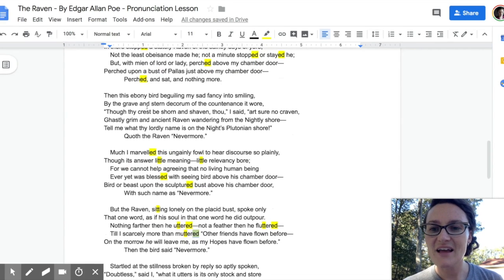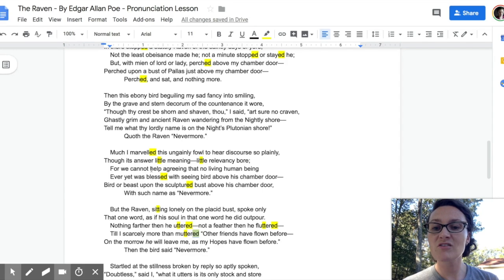Then this ebony bird beguiling my sad fancy into smiling, by the grave and stern decorum of the countenance it wore, though thy crest be shorn and shaven, thou, I said, art sure no craven, ghastly, grim, and ancient raven wandering from the nightly shore. Tell me what thy lordly name is on the night's Plutonian shore. Quoth the raven, nevermore.